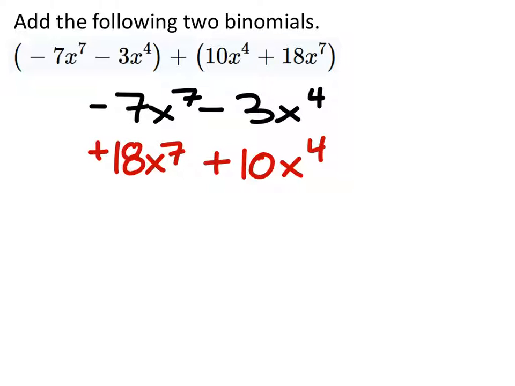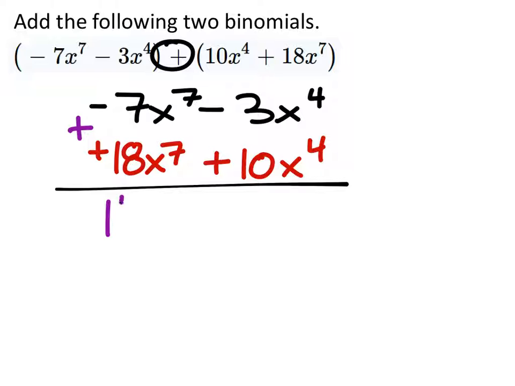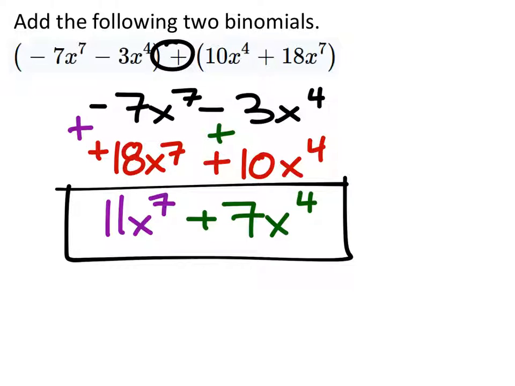Now, since I'm adding these together, I'm going to add negative 7x to the 7th to 18x to the 7th, which leaves me with 11x to the 7th. And then I'm going to take negative 3x to the 4th plus 10x to the 4th, which leaves me with positive 7x to the 4th. And that's as far as we have to go on that.